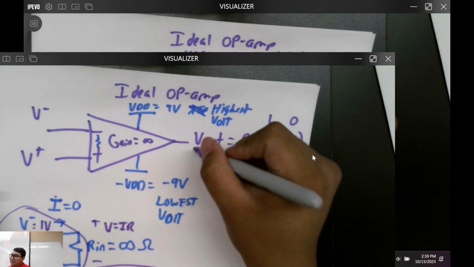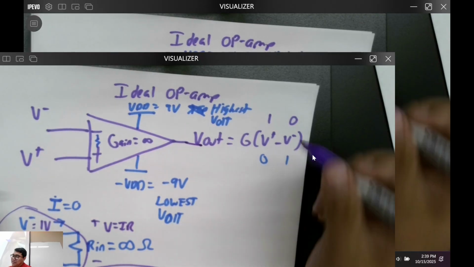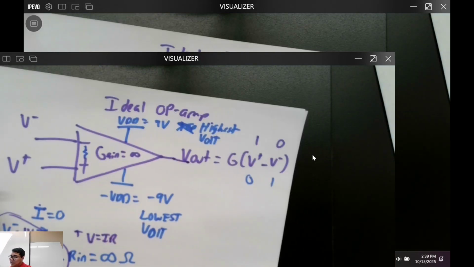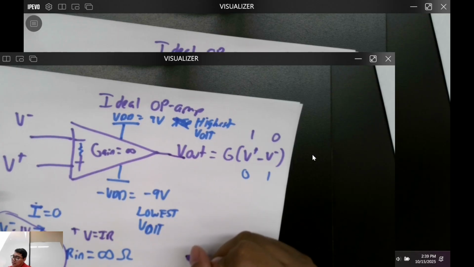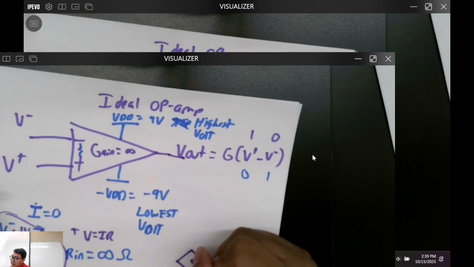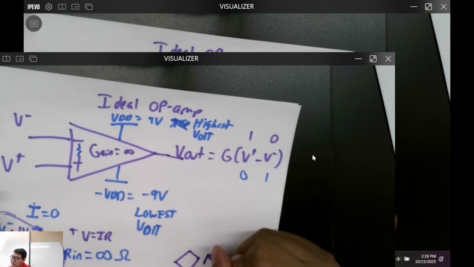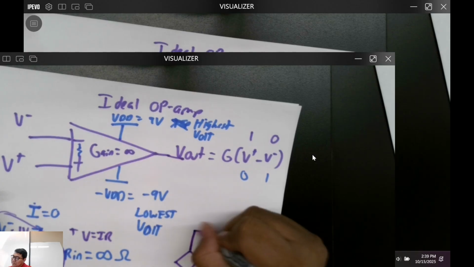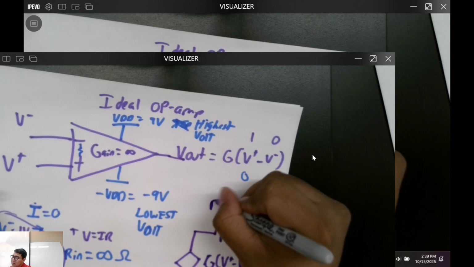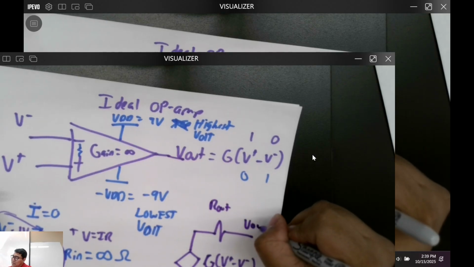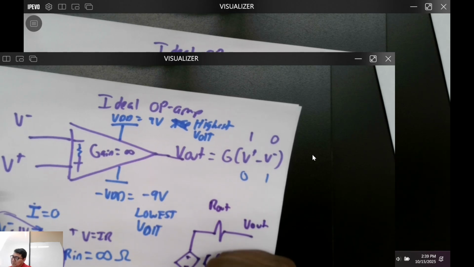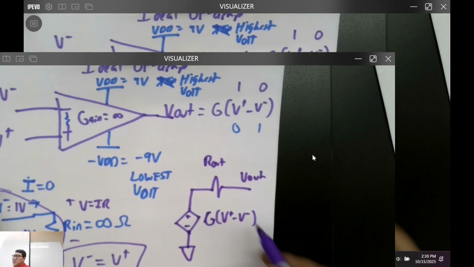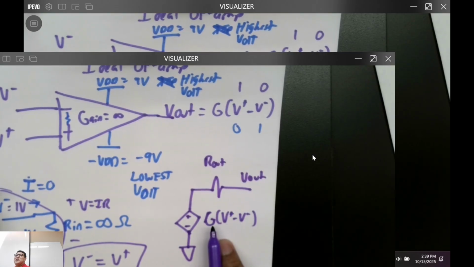Now what about the output? Well, if I were to show you this, it's going to get a little complicated, but this might be funny. So the output voltage, let me show you this. Let's see, how do I want to show you this without making it too complicated? I'll show you: gain times V plus minus V minus, then Rout, then Vout. So this is basically what the output voltage is going to look like.